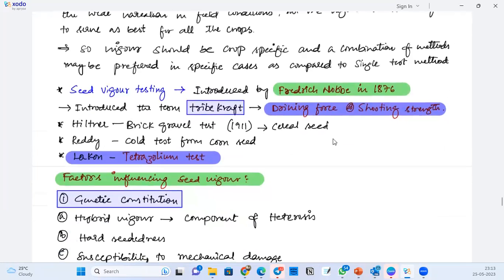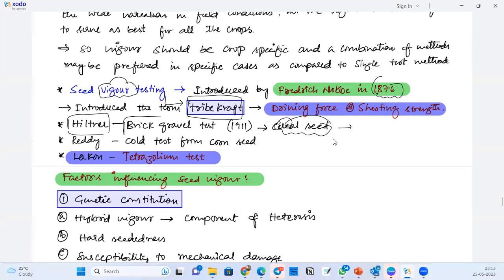So vigor testing was introduced by Frederick Nobbe in 1876 only. The term "type fact" is from the German language, which means a driving force or shooting strength. The term vigor was introduced, and later it was Ilttner who gave the brick gravel test for the cereal seeds. So this is one of the vigor tests.